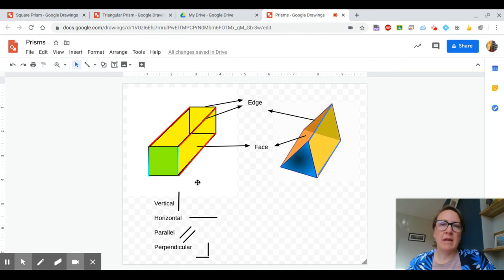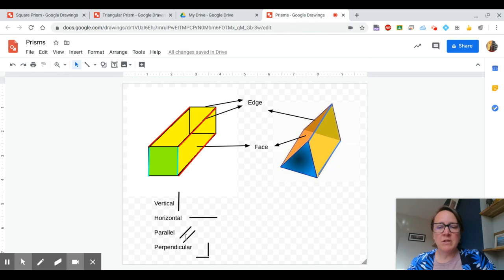Today we are looking at triangular prisms and square prisms, and we are going to be comparing the faces and edges of them. So we use words like vertical, horizontal, parallel, and perpendicular. Vertical, remember, is going straight up and down. Horizontal is going straight across.